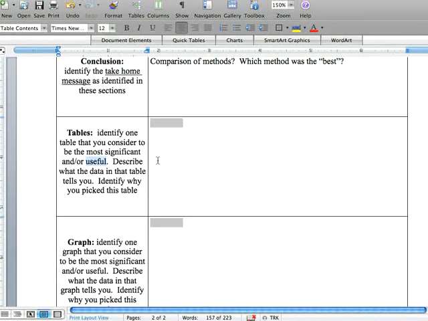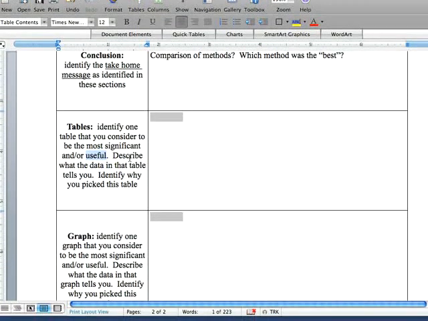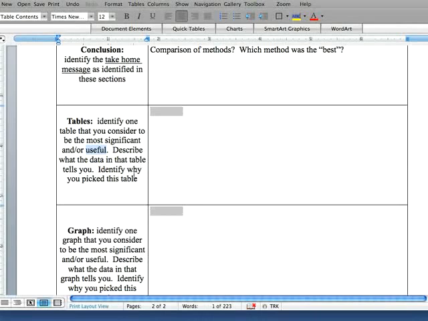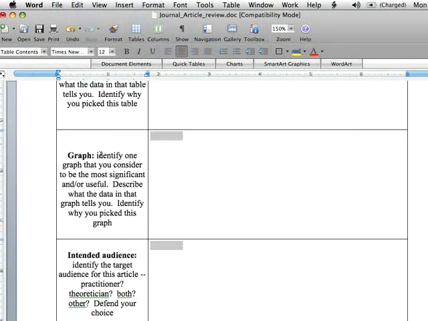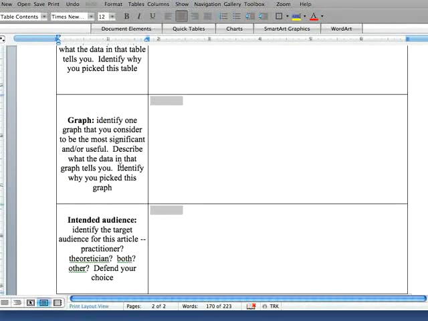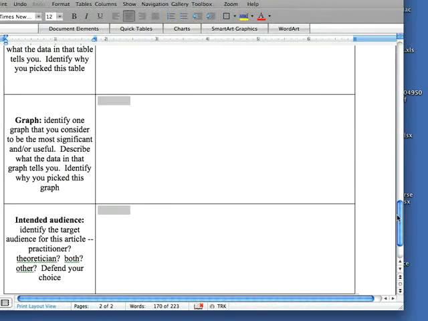Most useful to who? Most useful to you. Describe what the data in that table tells you and identify why you picked this table. Likewise, do the same thing for a graph. Identify one graph that you consider to be the most significant or useful. Describe what the data in that graph tells you, and tell me why you picked that graph.